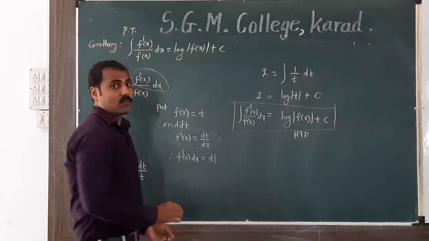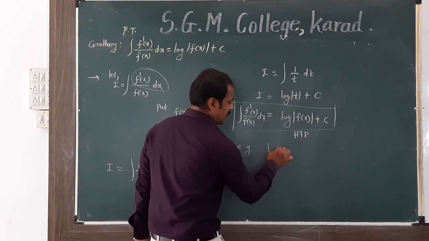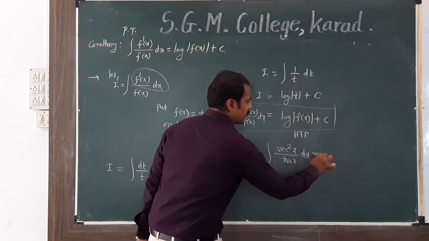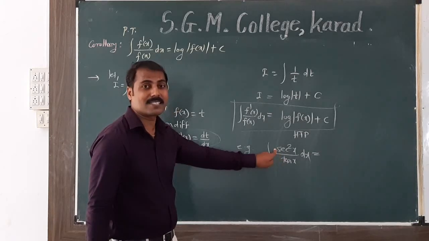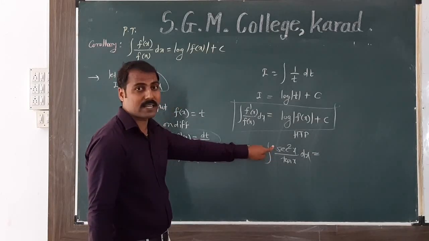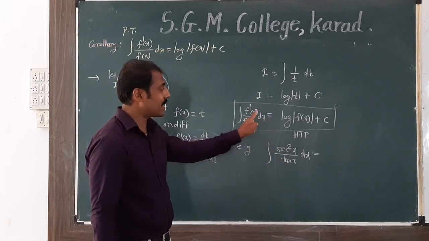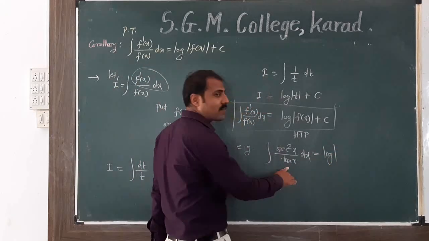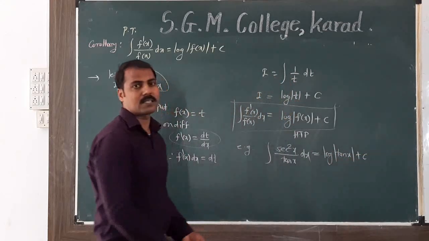For example, evaluate integration of sec square x divided by tan x dx. Look here. Derivative of tan x is what? Sec square x. Derivative of the denominator is in the numerator. So directly we can write the answer of such type of integration as log of mod of denominator. So log of mod of tan x plus constant of integration c.